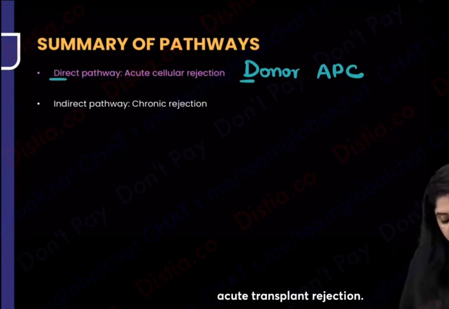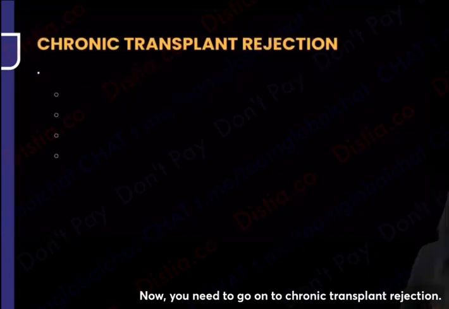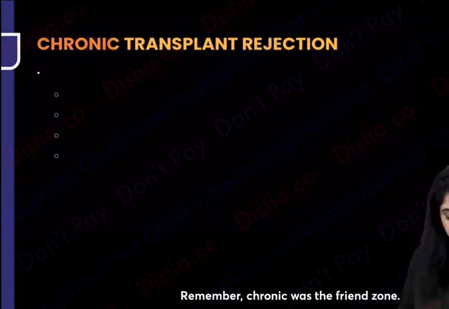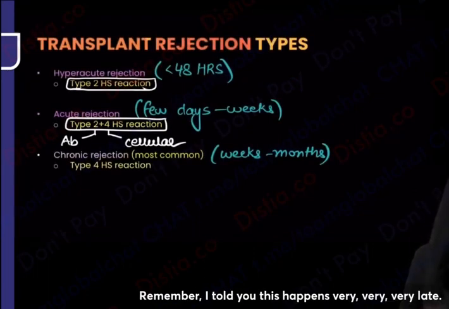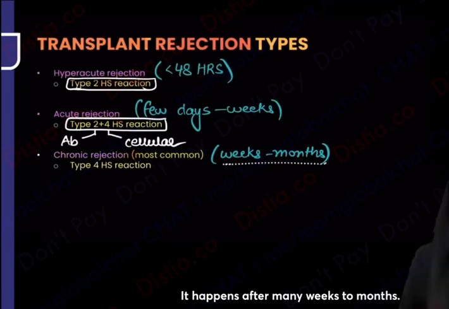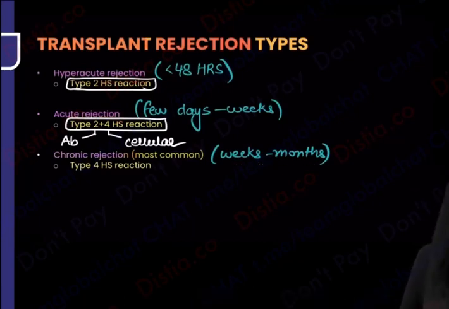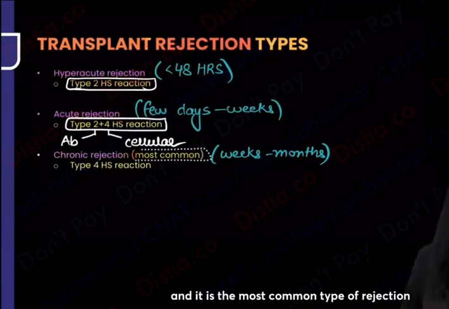Because you have finished with acute transplant rejection, now you need to go on to chronic transplant rejection. Remember, chronic was the friend zone. Let me show you that slide once again so that you have a little bit of orientation. Remember, I told you this happens very, very late. It happens after many weeks to months. It is like friend zoning a person, and it is the most common type of rejection that you have.